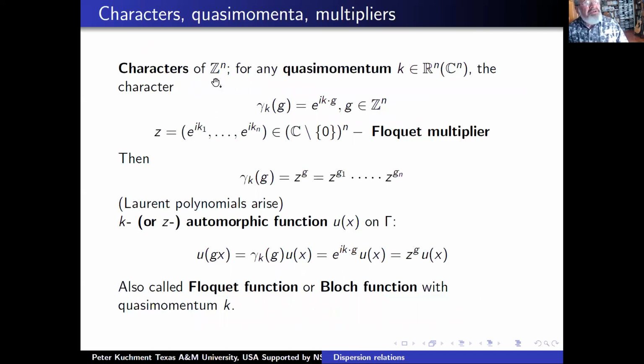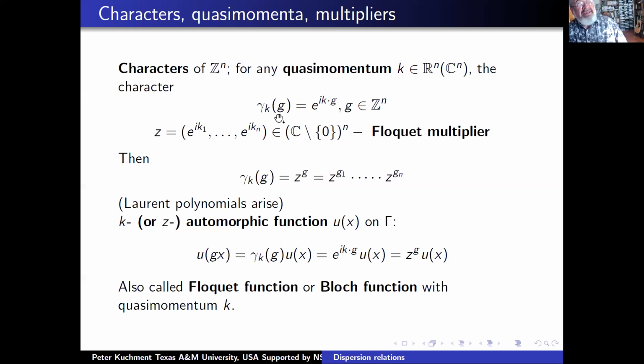we introduce the notion of a character. So a character of an abelian group is a multiplicative mapping from this group to complex numbers, such that the identity goes to 1. And all characters of the group Zn can be written in the following way.